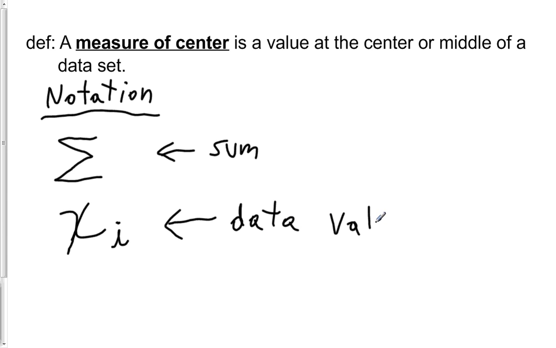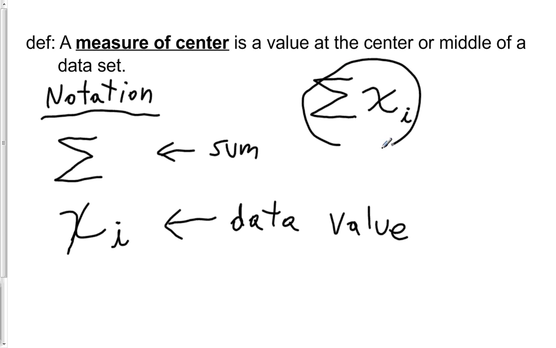Let's say we were to use the symbol sigma. Sigma is the sum, and we were to put the xi beside it, x with a subscript of i. What this means is to look at each individual data value and add them all up. So this is the sum of the data values. That's how you would symbolize the sum of the data values.